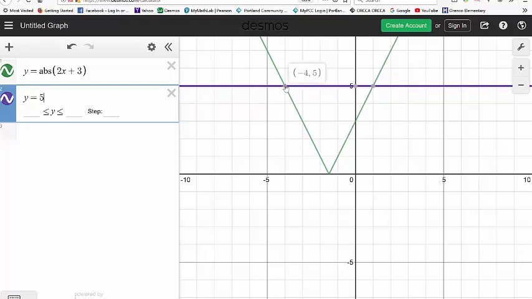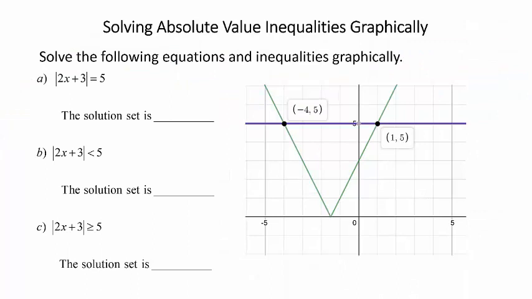If we want to know where those two are equal, all we need to do is find their intersection. The x values of where they intersect are the x values that make the absolute value of 2x plus 3 equal to 5, because the output is 5 for both of those. When we graph the absolute value of 2x plus 3, we get this green V-shaped graph. And we've graphed y equals 5, and we see that they intersect at the points (-4, 5) and (1, 5). So where they are equal are at the x values of those intersections. So the solution set is -4 and 1.